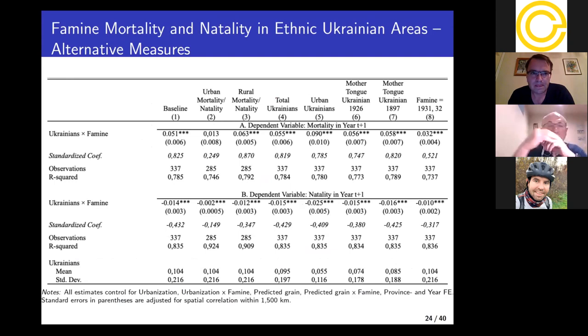How stable are these results which we obtain? We do the following exercises. First, we try different Ukrainian measures. First we look not at total mortality, but at urban mortality and rural mortality separately. And you may see that there is no Ukrainian bias in cities. Again, as we know, famine was a rural phenomenon. The majority of victims were in the countryside. So this is an expectable result, but these regressions just make it clear.